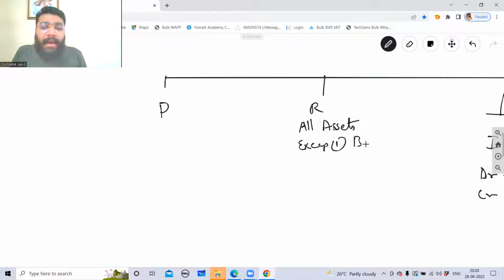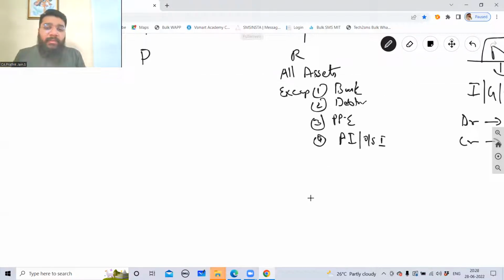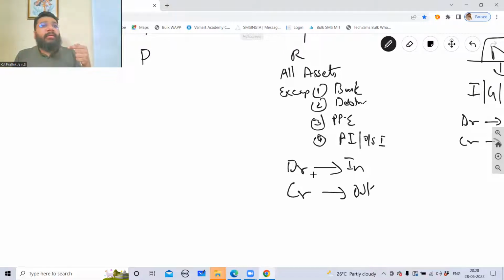One is bank, second is debtor, third is prepaid expenses, fourth is accrued income, or you can say outstanding income. So except these four people, you can come to my house, and the rule that you have to follow in my house is debit what comes in, credit what goes out. Debit if you're coming in, credit yourself if you're going out.